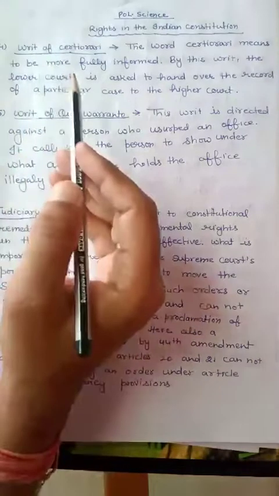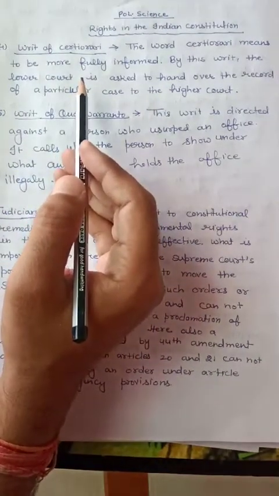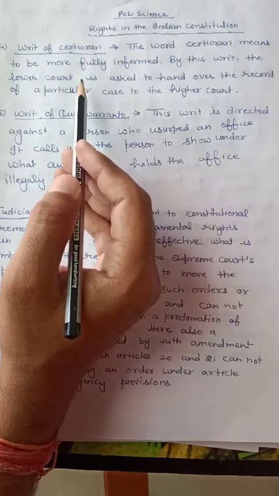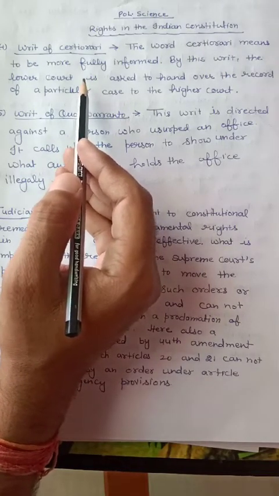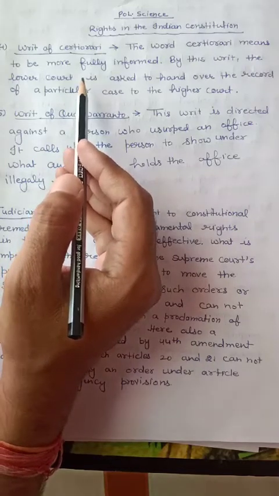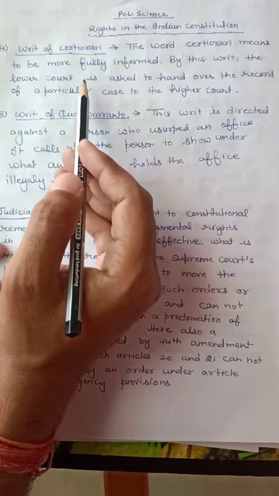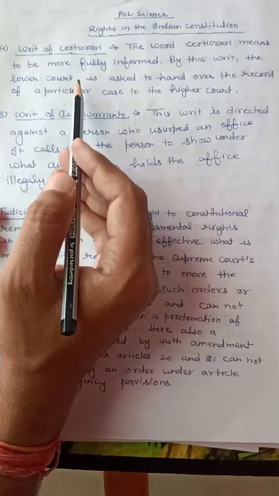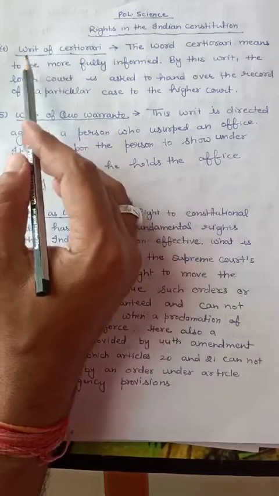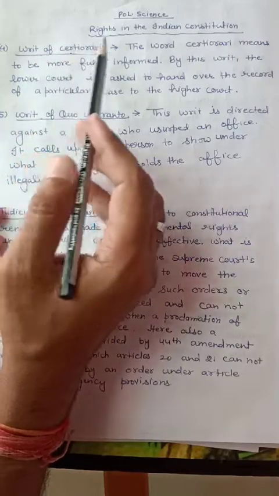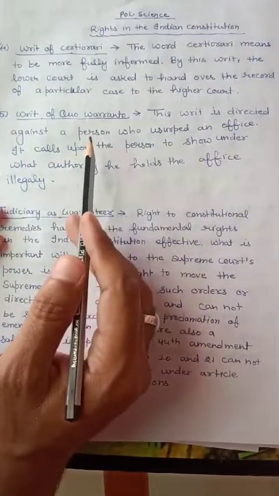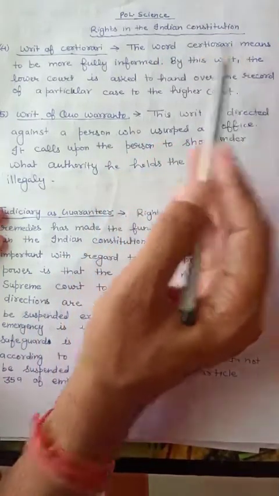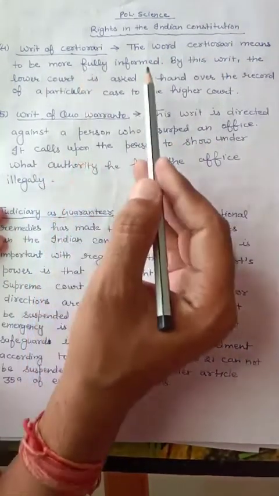Good afternoon, students. Earlier we discussed Article 32, which is the right to constitutional remedies, and the three writs which can be issued by the Supreme Court or the High Court for the protection of our fundamental rights. Now we discuss the fourth writ which can be issued by the Supreme Court or the High Court, that is the writ of certiorari. The word certiorari means to be more fully informed.